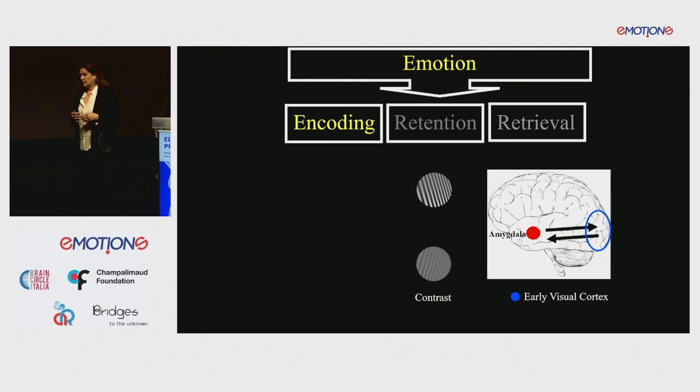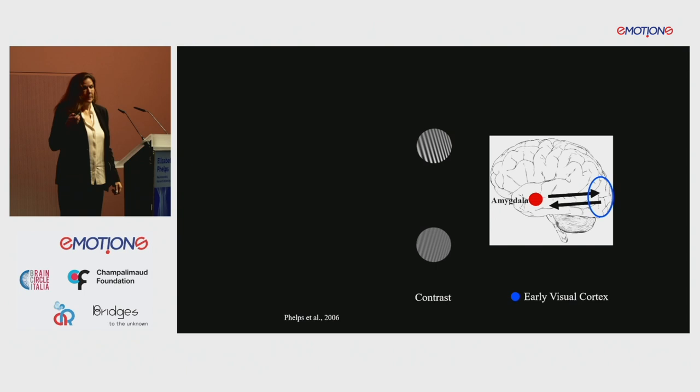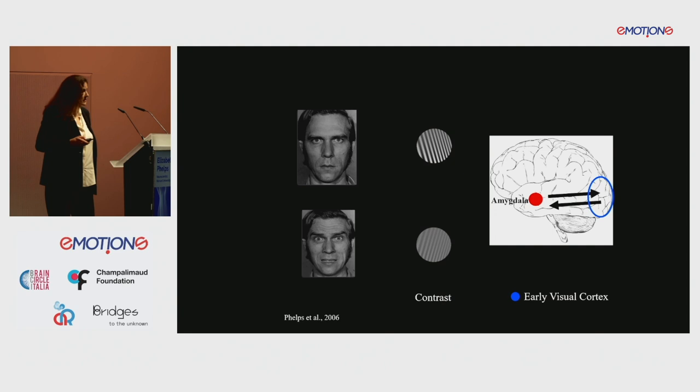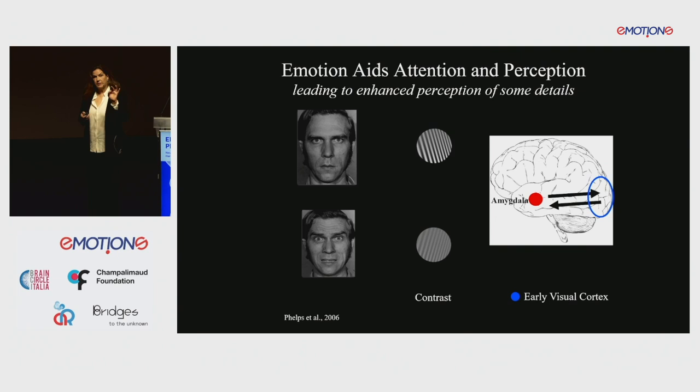And what we did was we flashed people faces prior to trying to detect contrast, the orientation of lines. If I flash you with a face like this, you might need about this much contrast to tell me the orientation. But if I flash a face like this that says there's something fearful out there, you need less contrast to be able to tell me the orientation. So this suggests that one of the things emotion does very early on in processing stimuli is it aids attention and perception, which can lead to enhanced perception of some details. You really just see them better.